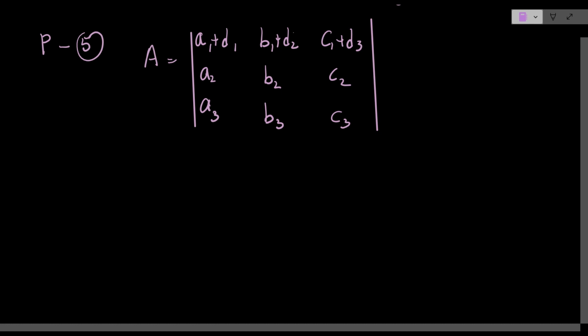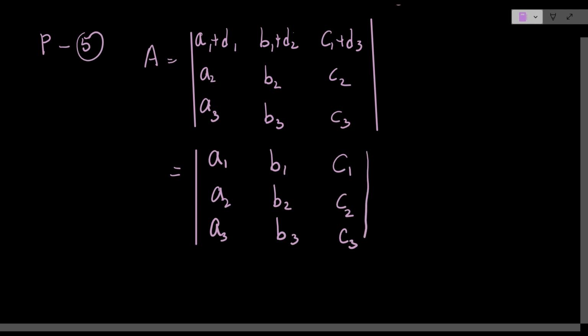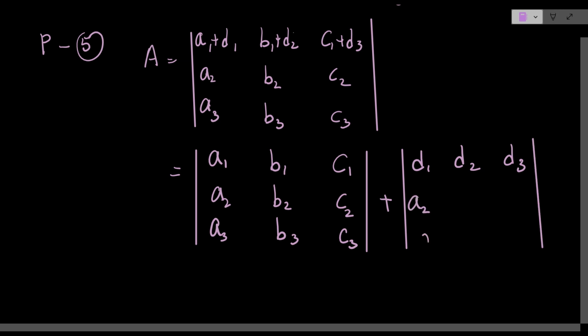Then we can take this determinant as the sum of two determinants, that is A1, A2, A3, B1, B2, B3, C1, C2, C3 plus the determinant in which we have added D1, D2, D3 in the first row. The remaining are the same. Did you understand, students? Check carefully, observe the content carefully.